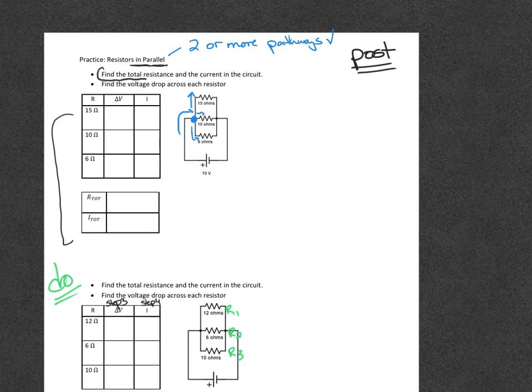So it says the instructions are find the total resistance. Okay, so if step 1 is find the total resistance, I have to remember my formula. Not memorize it, but look it up. 1 over R total equals 1 over R1 plus 1 over R2 plus 1 over R3.